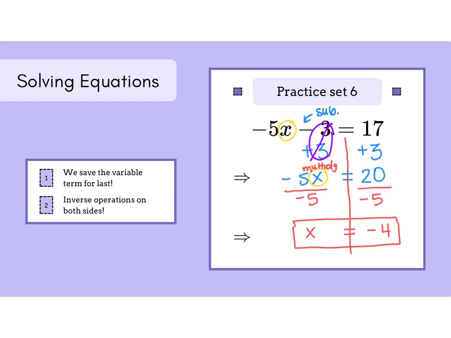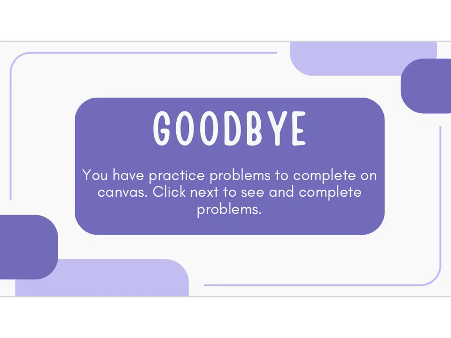Okay, so this is the end of the practice problems for solving 1- and 2-step equations. On the next slide in Canvas, you have 6 practice problems to complete on your own. Click the next button to see and complete these problems.